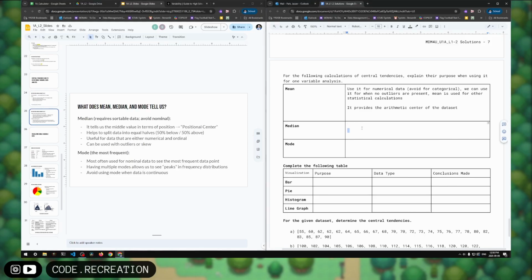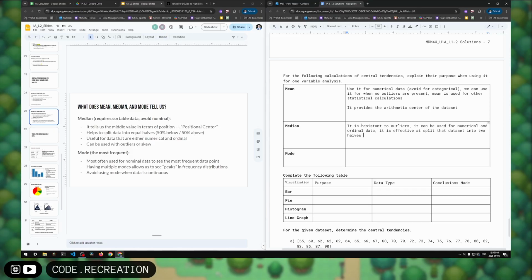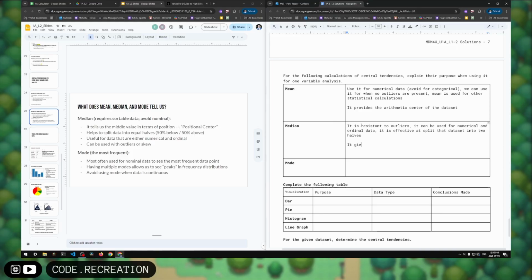Median, it is resistant to outliers. It can be used for numerical and ordinal data. It is effective at splitting the data set into halves. It gives us the positional center.